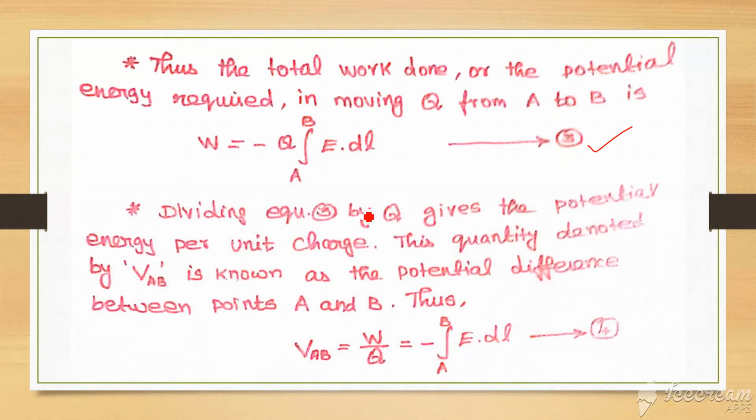So dividing equation number 3 by Q gives the potential energy per unit charge. So now we divide the work done W by the charge, then it gives the potential energy. This quantity is denoted by VAB. So this work done is divided by charge, then we get the potential difference between points A and B, denoted by VAB. VAB is equal to W by Q is equal to minus integral A to B E dot dl. So this is the formula for the potential between points A and B.